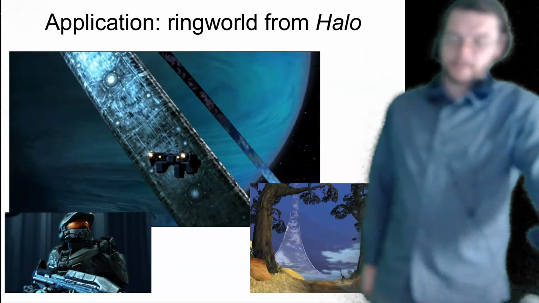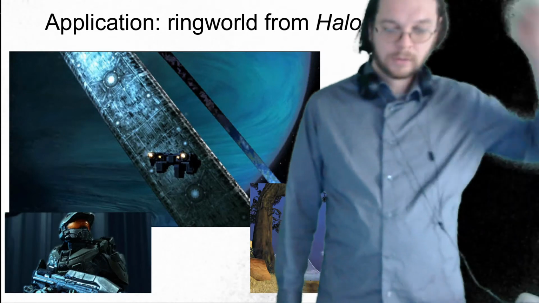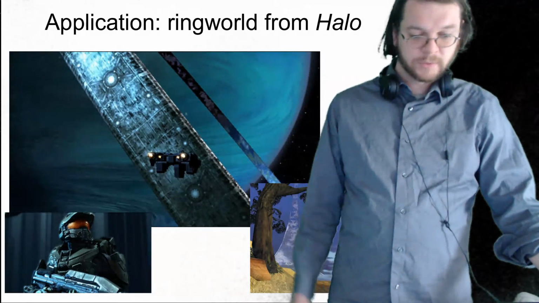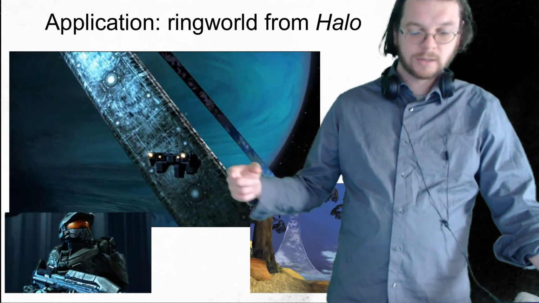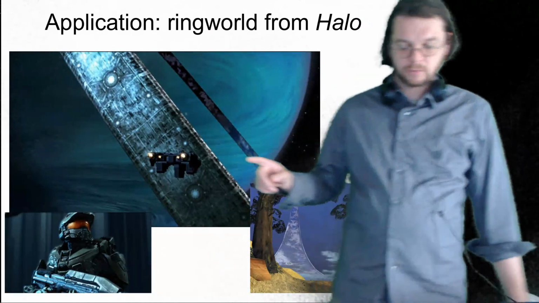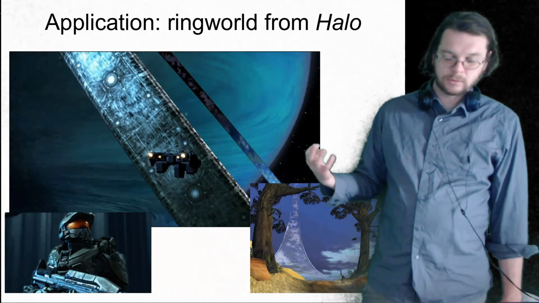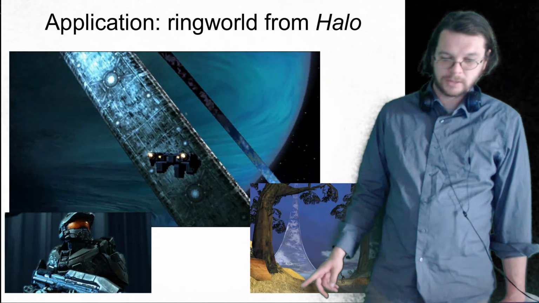Alright, so an application of this, which is kind of fun. I don't know if you guys are Halo fans. Halo came out when I was in high school because I'm old. So this is from the original Halo. The idea of this thing is that it's spinning rapidly. We have this gigantic ring that is spinning, that doesn't have enough gravity to hold things to it. Instead, it is spinning so rapidly that you sort of get stuck on it.